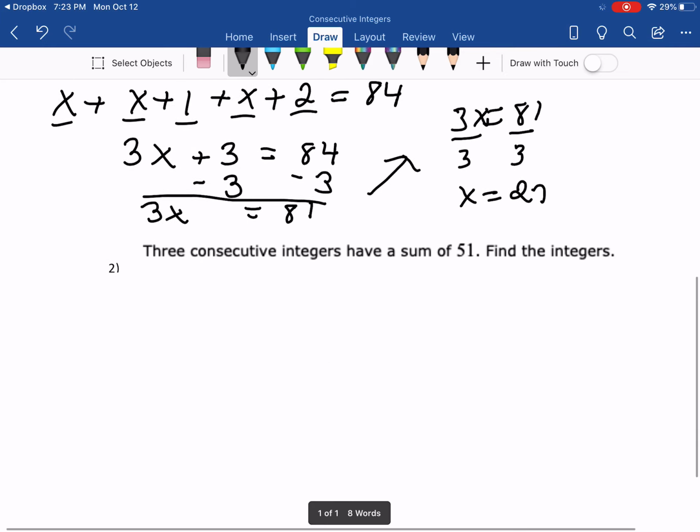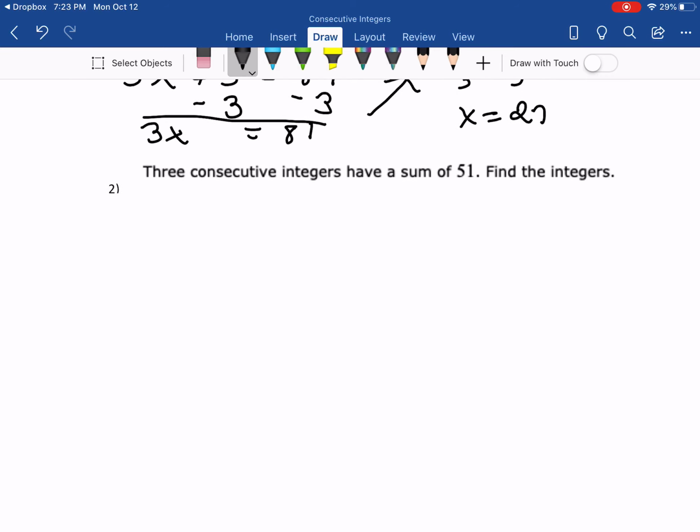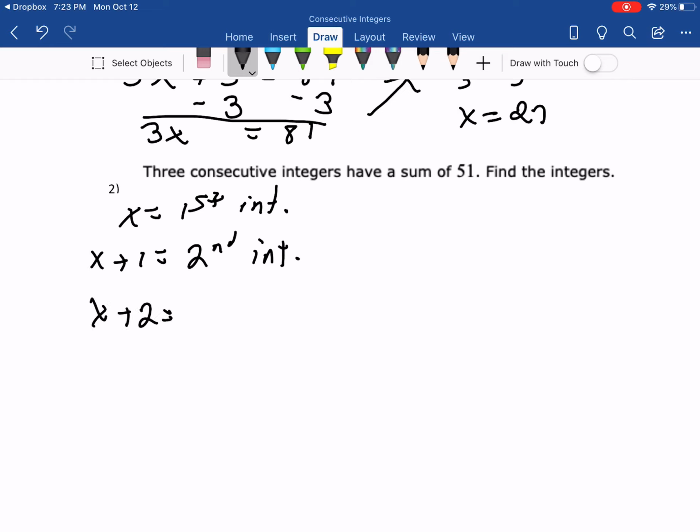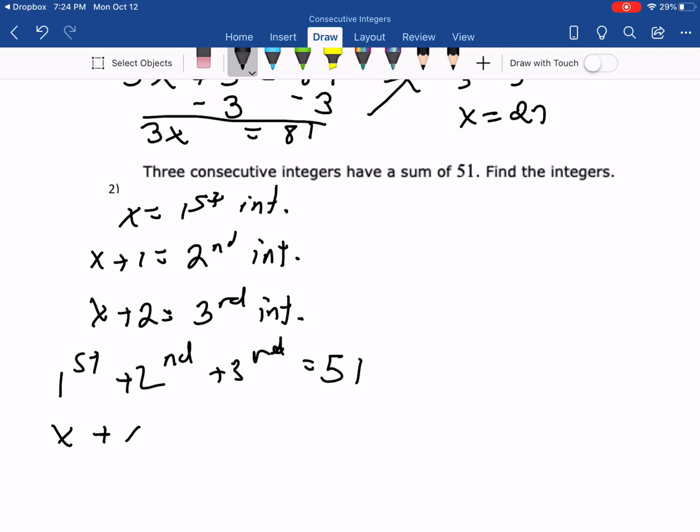Okay, number 2. 3 consecutive integers have a sum of 51. Find the integers. So again, x is going to be the first integer. x plus 1 is going to be the second integer. And x plus 2 will be the third integer. So they have a sum of 51, so the first plus second plus the third adds to 51. So x plus x plus 1 plus x plus 2 equals 51. Like terms, 3x plus 3 equals 51.